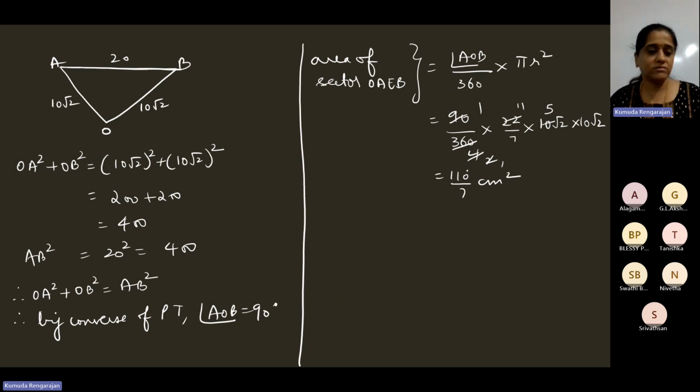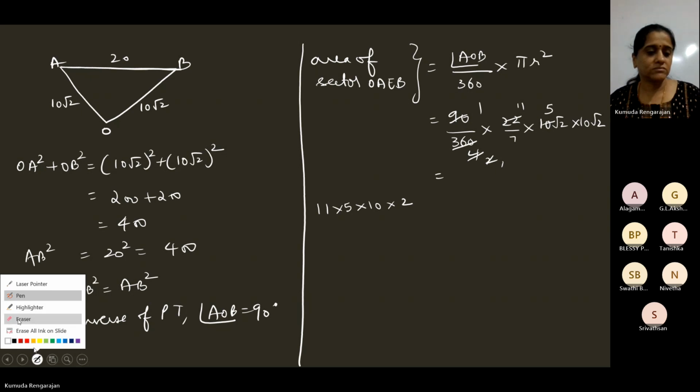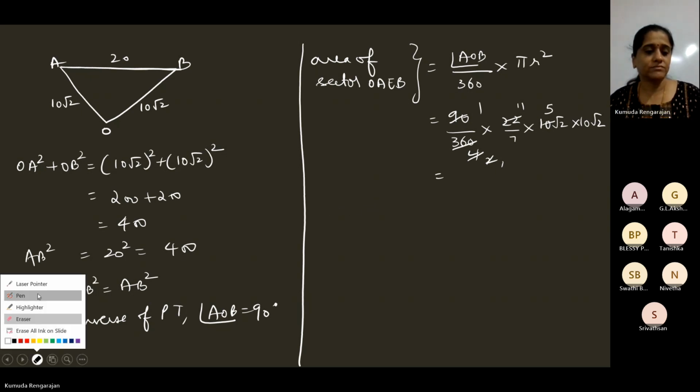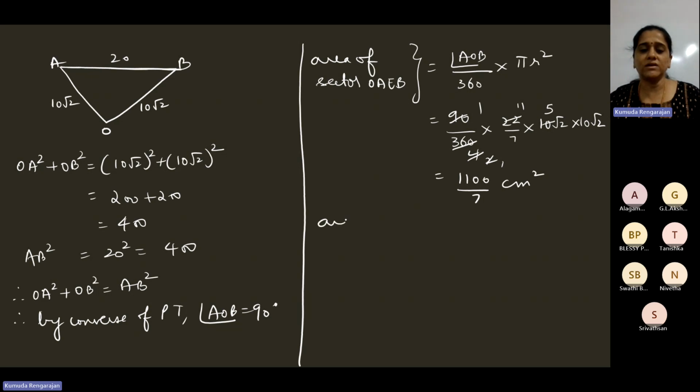I know I'm bad with calculations. What is in the numerator? We have 11, we have a 5, we have a 10, and root 2 and root 2 is just 2. 55? Yeah. 110 followed by 10 by 7, correct? Centimeter square.